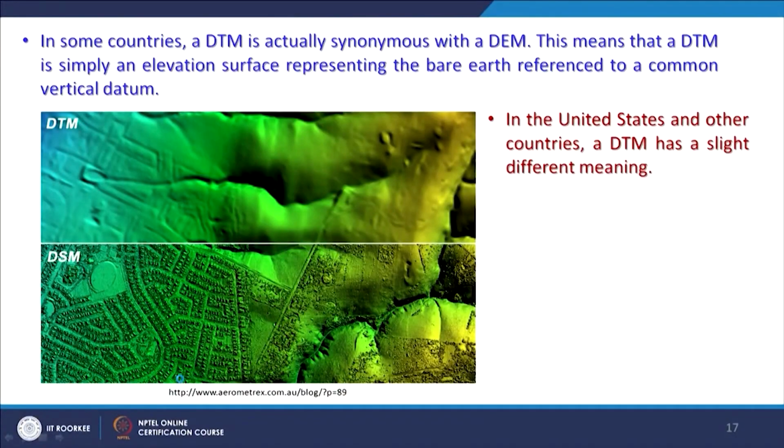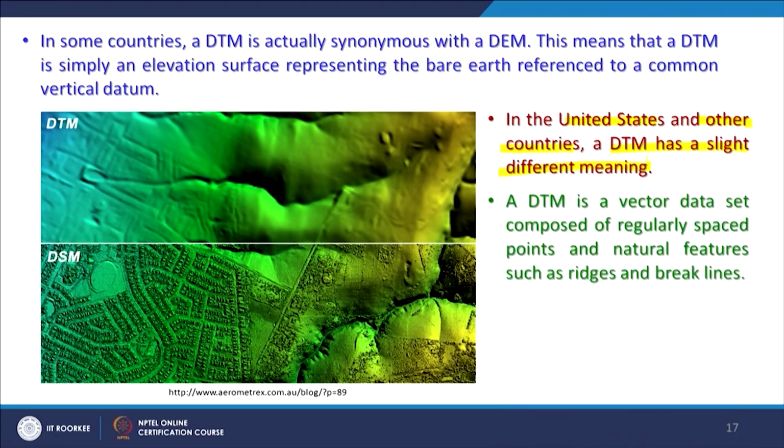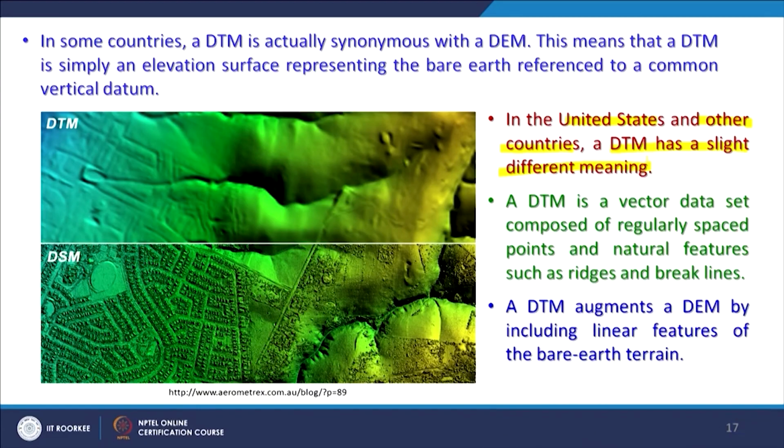Now, some countries have extra or high resolution surfaces, and in the US and many other countries the term DTM has a slightly different meaning. So, again it will vary from country to country, and one has to be a little careful. I would suggest the best way to address any of these surfaces is to use the word DEM, and because DEM is a generic word, there will not be any argument or confusion about these things. So, with this I end this discussion.